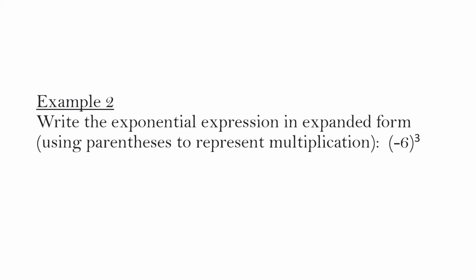So let's take a look at example 2. Write the exponential expression in expanded form using parentheses to represent multiplication. So here we have -6 in parentheses. -6 is the base and 3 is the exponent. So this is the same as -6 cubed or -6 to the third power. If we were wanting to represent this in expanded form, we would put -6 in parentheses 3 times. So this is the same as -6 times -6 times -6. That would be your answer.